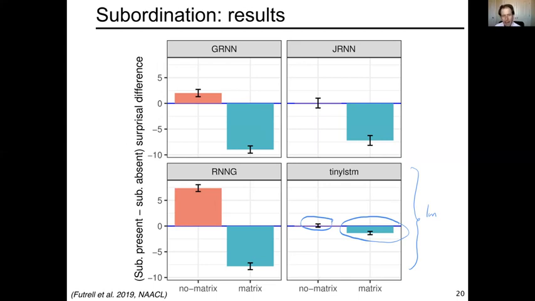But now look at what happens when you have an explicit grammatical representation in the RNNG, the recurrent neural network grammar. Suddenly, you have a very clear pattern, both of surprise after the sudden end of a sentence that began with "as" without a matrix clause, so that's a very big positive surprisal effect here. And then down here, we have a big surprisal effect for continuing with a second matrix clause if you didn't have an initial subordinator.